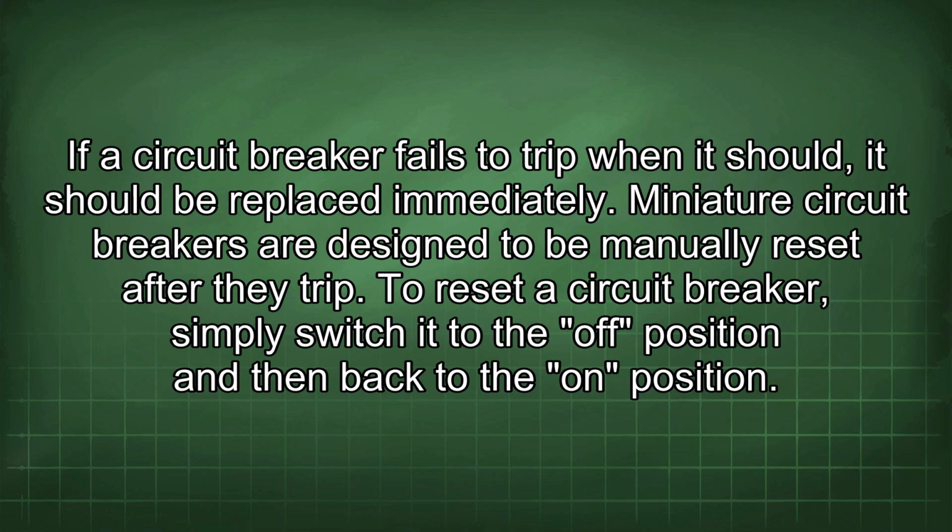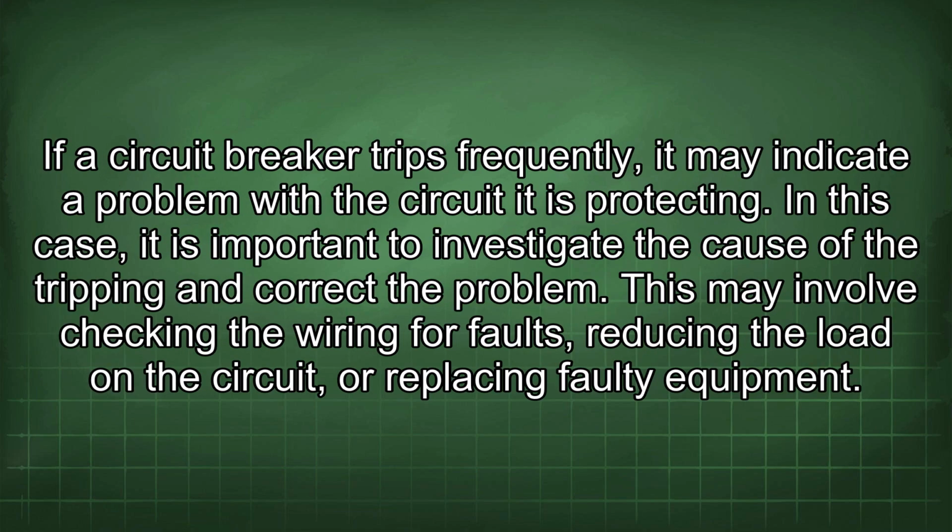Miniature circuit breakers are designed to be manually reset after they trip. To reset a circuit breaker, simply switch it to the off position and then back to the on position. If a circuit breaker trips frequently, it may indicate a problem with the circuit it is protecting. In this case, it is important to investigate the cause of the tripping and correct the problem. This may involve checking the wiring for faults, reducing the load on the circuit, or replacing faulty equipment.